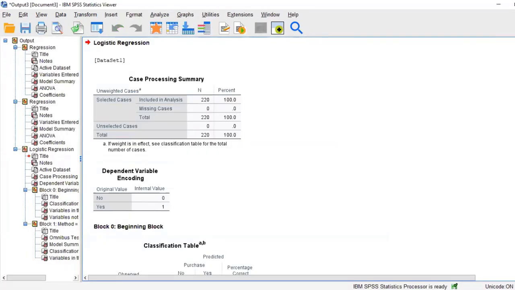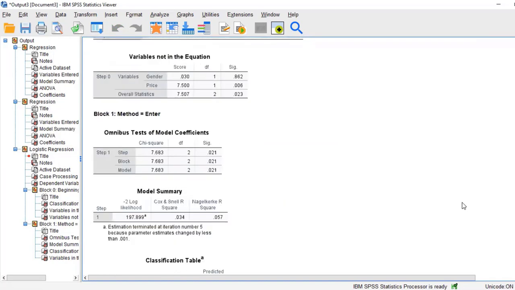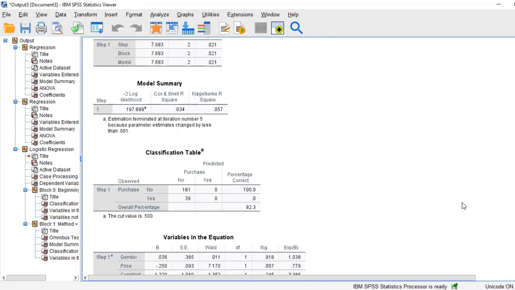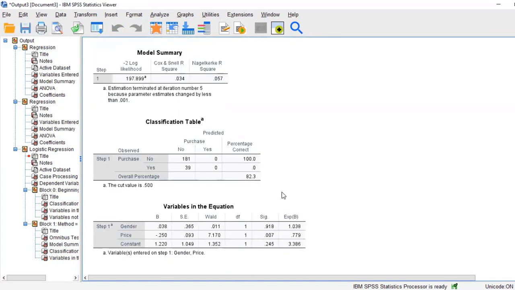This output is a bit different than what we've seen so far. And what we're really interested in is this table at the very bottom of the output. Variables and their equation. Again, we look at our significance level and identify variables that are associated with a p-value of less than 0.05 to see what is accounting for variance.